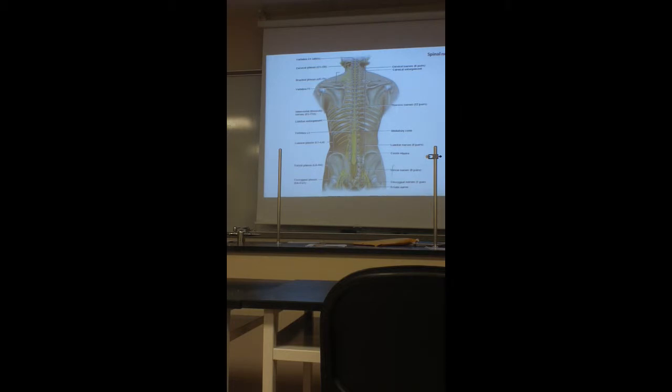Now, how do we name these? Well, it's named the same way. C1 to C8, T1 to T12, L1 to L5, S1 to S5, and then the bottom one here is just called C0 for coccyx. C0. Never asked you that, I'm sure. I don't see how I could ask you that, but just so you're aware, that's how it's done.